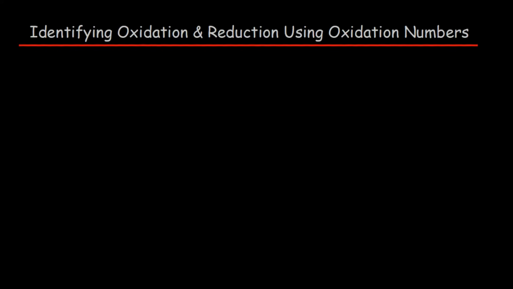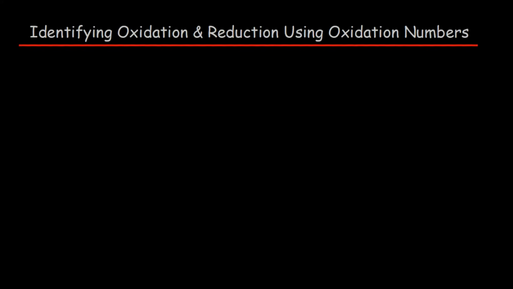So the steps are very simple here. You always assign oxidation numbers to all the atoms first. That is the first thing that you do. Then secondly, you identify which one increases. So if the oxidation number has increased, it means that is oxidation.